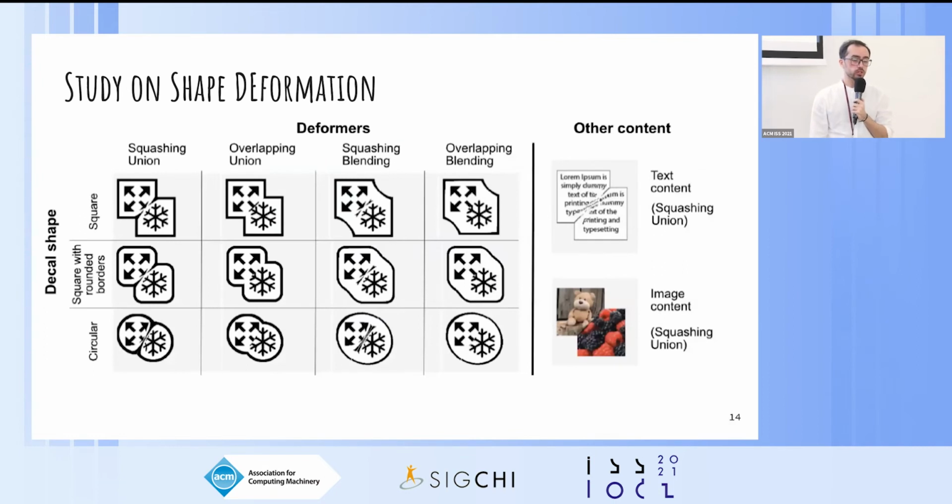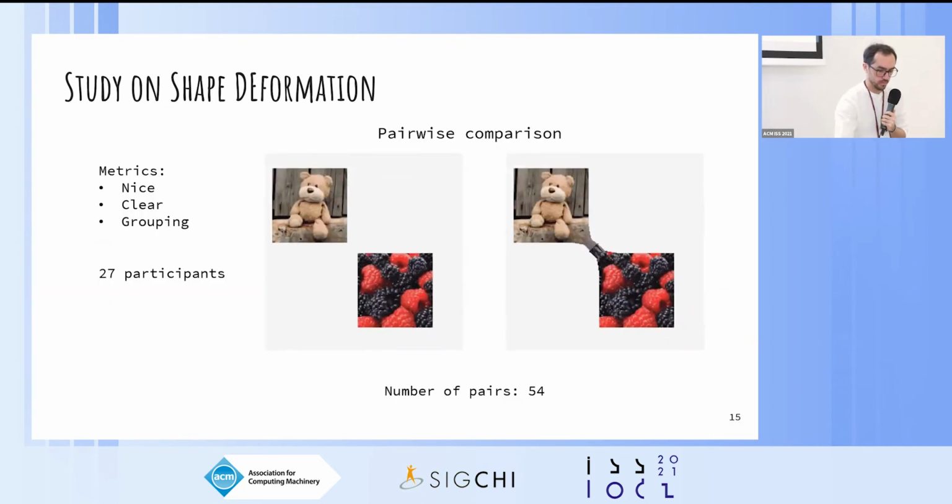Then we did a study on the shape deformation. The survey consisted of two parts. The first part is the pairwise comparison. We decided to only compare collisions between decals having the same shape and the same content. The second part is the shape preference. The task was to rank the shapes in order of preference for each type of content, namely icons, images, and text, and motivate the choice.